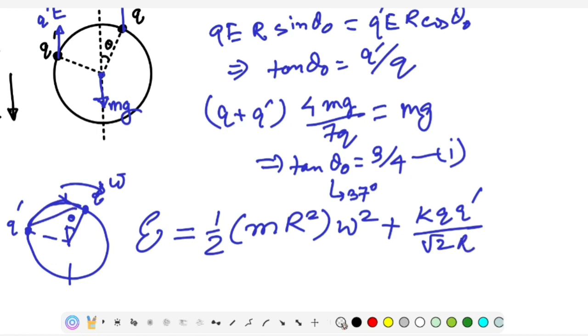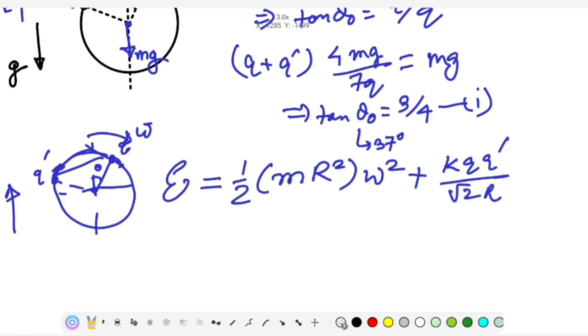Some more forms of energy: as the ring rotates, the position of these charges is changing. The ring is not changing, it is static, just rotating in its place, but the positions of the charges are also rotating as they are fixed to the ring. As the direction of the electric field is in this direction, there will also be one kind of potential energy associated with this electric field. We can also relate it like that.